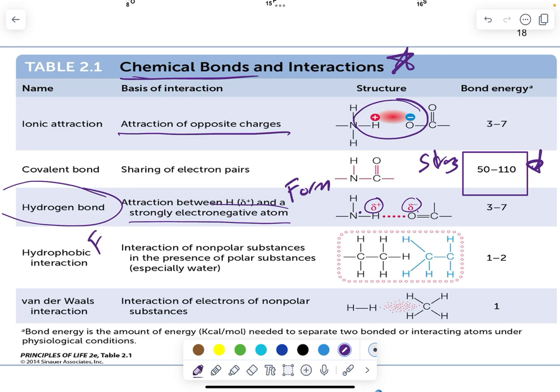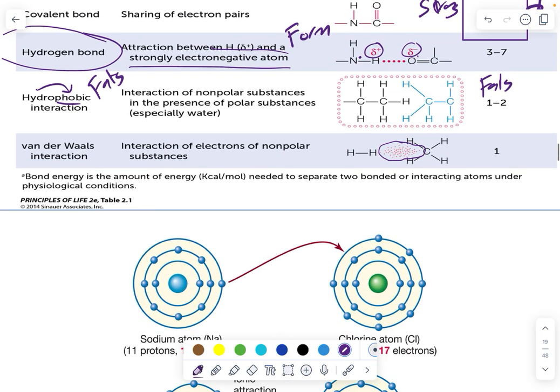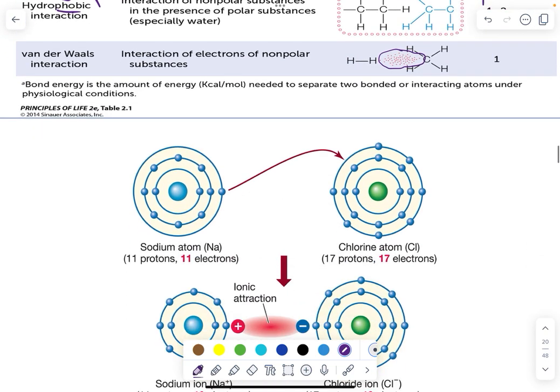Hydrophobic is fats. They're afraid of water. And so interactions of nonpolar substances, usually they want to stick together. Fats want to stick together. And then van der Waals interactions are interactions of nonpolar substances, but yet there's still unequal sharing of electrons, so there are still differences there. And that's actually what enables geckos and stuff to climb walls.